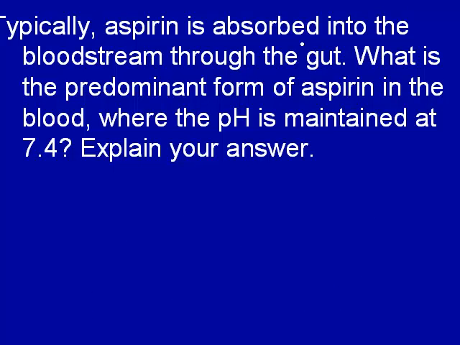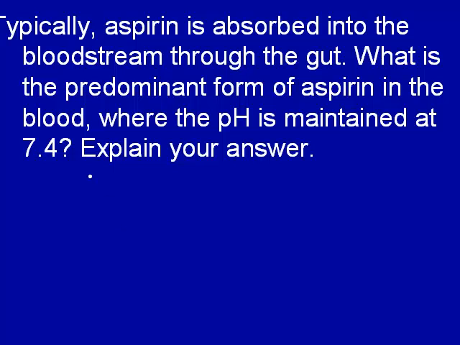Typically aspirin is absorbed into the bloodstream through the gut, so it gets in your stomach and then it goes to your gut and then it gets into the bloodstream and then it does its action on various sites of inflammation. So now, what is the predominant form of aspirin in the blood where the pH is 7.4?